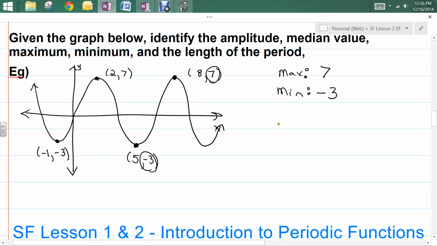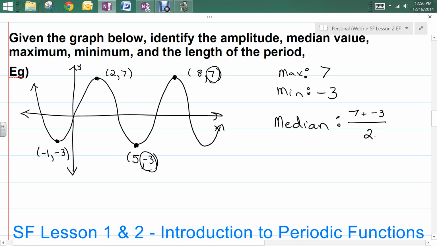From there, the next thing I do is look for the median. The median is exactly halfway between 7 and -3. Now, you can do that in a variety of ways. Probably the easiest is to add them together. 7 plus -3 divided by 2. Add them together.